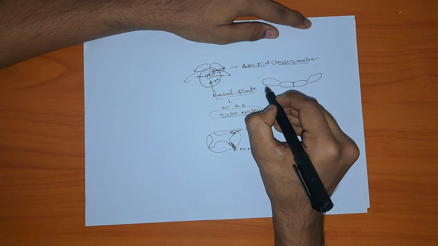I told you that the motor nuclei will be located on the medial side, and the sensory nuclei will be located on the lateral side. So first we'll go from medial to lateral. What nucleus will be here? The functional column nucleus, the general somatic efferent. This nucleus will be located in the medial-most portion.